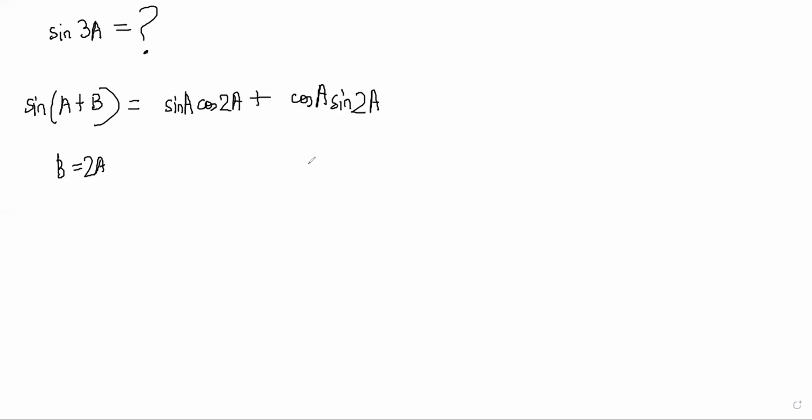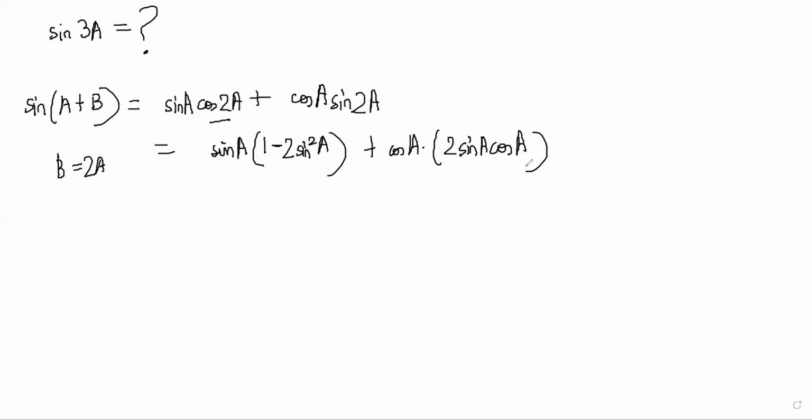Yes, sir. Okay. And now cos 2a we already know, right? We know what cos 2a is. Cos 2a can be written as cos square a minus sine square a. It can also be written as 1 minus 2 sine square a, right? Just now in the previous page we derived that. Yes. Plus cos a into, this is 2 sine a cos a.